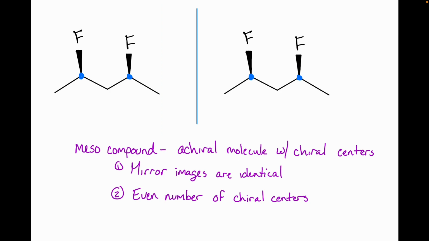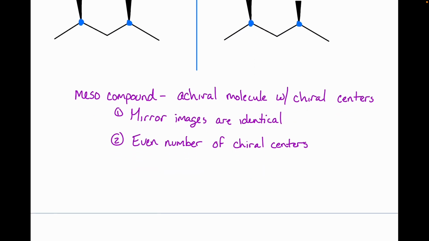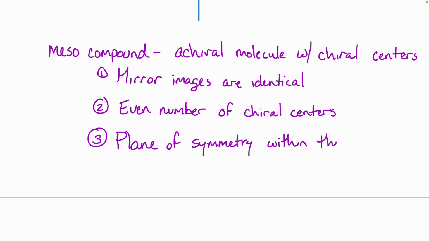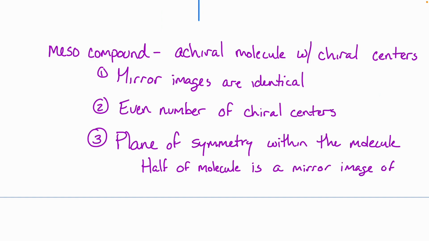Okay, and there's a third feature of these meso compounds that helps make them easier to spot. They always have a plane of symmetry within the molecule. So half of that molecule is a mirror image of the other half.